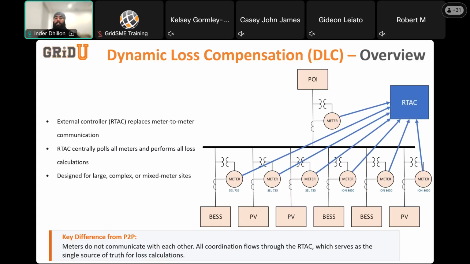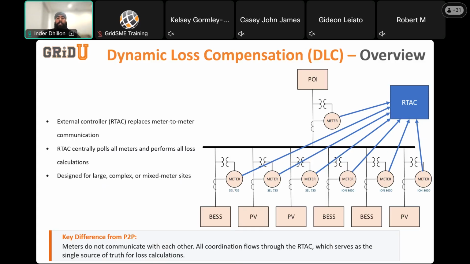Instead, an external controller, in our case called an RTAC, a real-time automation controller, sits in the middle and manages everything. The RTAC is a single source of truth for loss calculations. It pulls all resource meters, collects their data, performs the loss math centrally, and then pushes corrected values back to each meter. The meters themselves are essentially passive data sources and correction recipients.